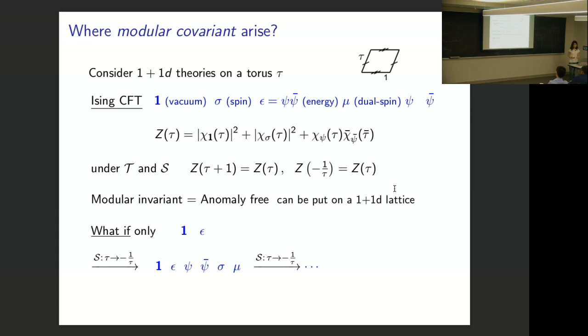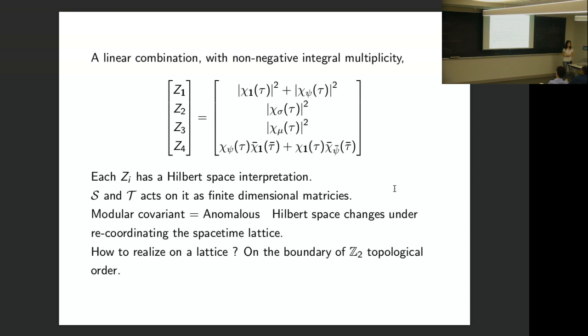So how do we sort this out? It turns out there is a nice linear combination of them such that each component has a non-negative integral multiplicity, so that each component of the partition function has a Hilbert space interpretation. And S and T transformations act on them as finite dimensional matrices. So this is an example of modular covariance, and it is anomalous. It means that the Hilbert space will change under this recoordination of the space-time lattice.